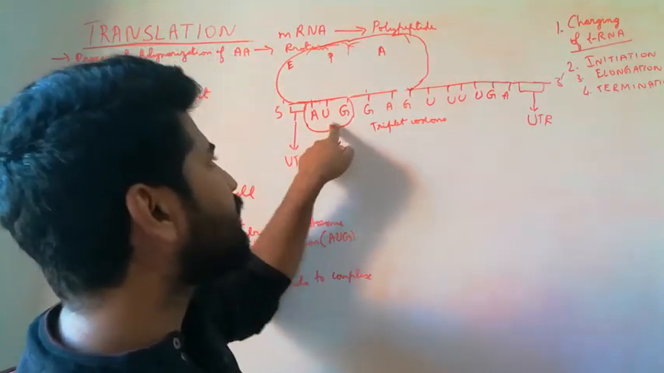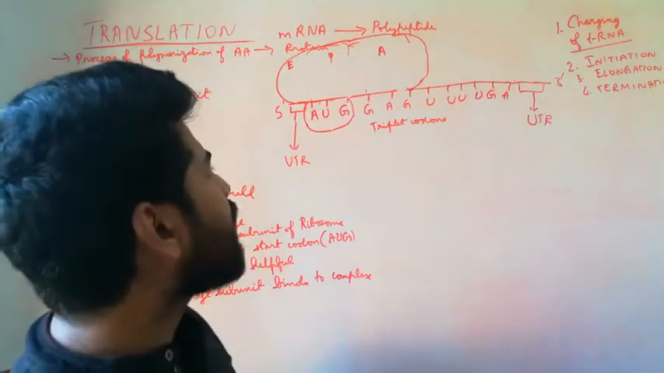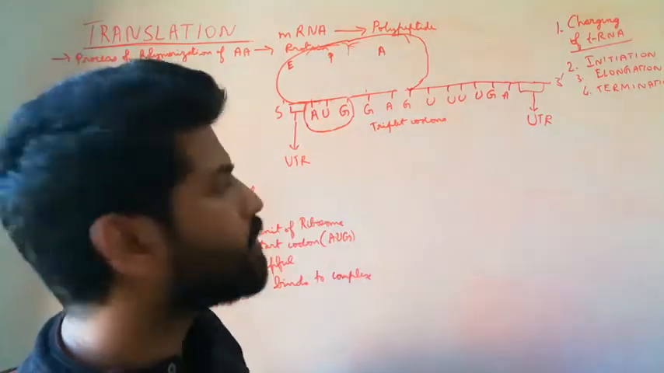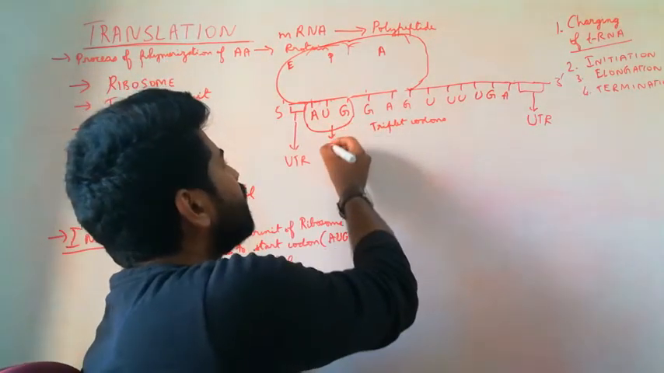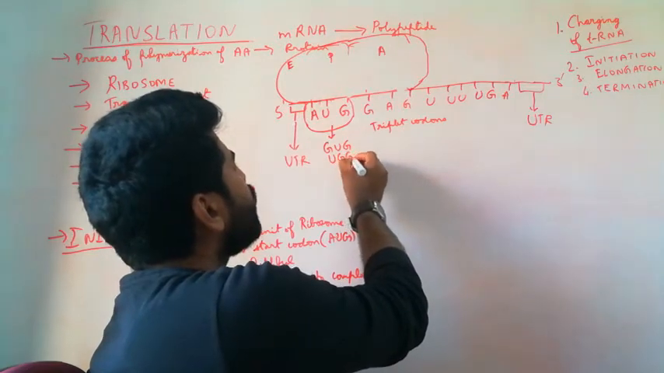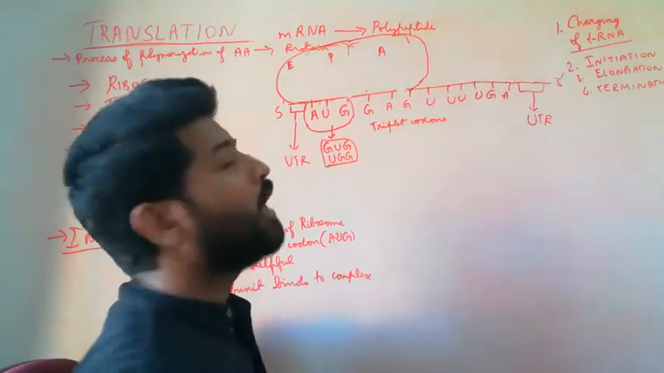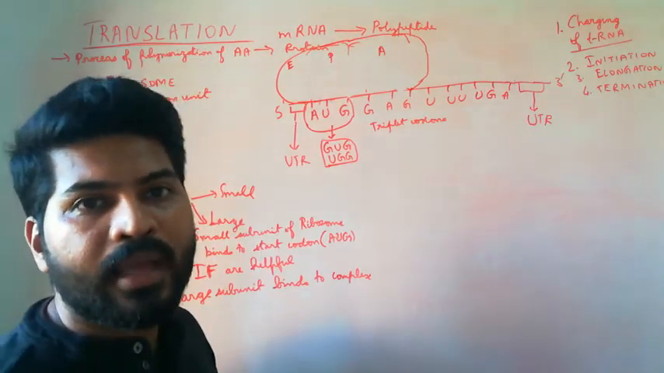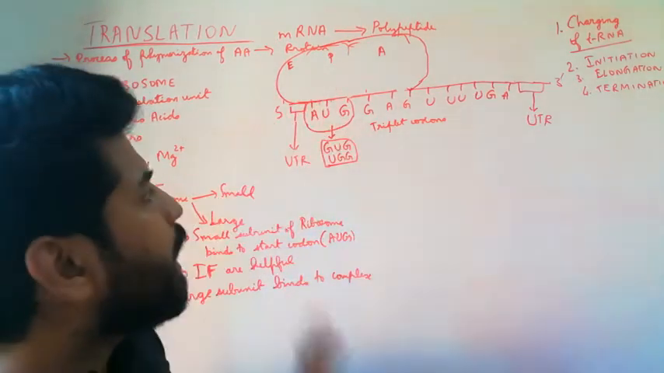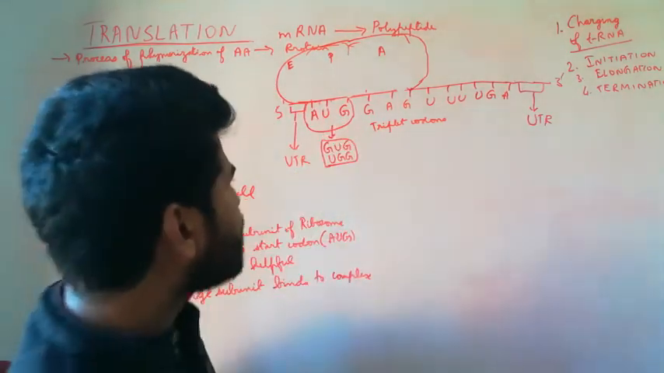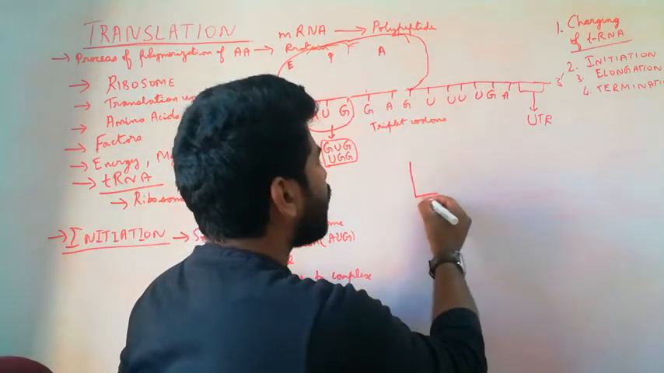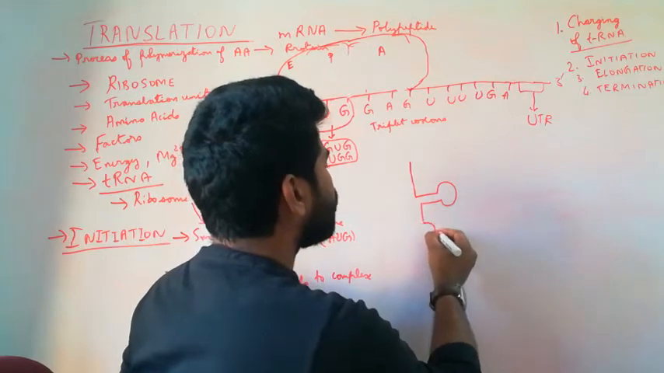The first codon is always a start codon, and the start codon in most organisms is AUG. In some organisms other than AUG, there could be GUG or UUG. These two can also act as start codons, very rarely. 97% of the time AUG is the first codon in the mRNA. So this AUG codon, if it has to be read, requires a tRNA molecule.